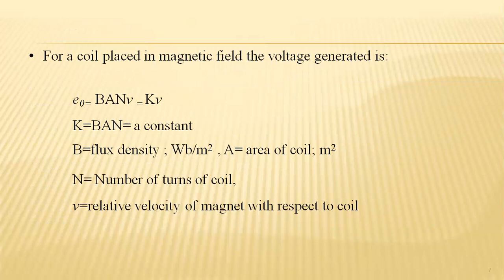The coil is placed in the magnetic field, and the generated voltage is calculated as the EMF output generated, which is equal to K B A N V, where K is a constant, B is the flux density measured in Webers per meter square, A is the area of the coil measured in meter square, N is the number of turns of the coil, and V is the relative velocity of the magnet with respect to the coil.